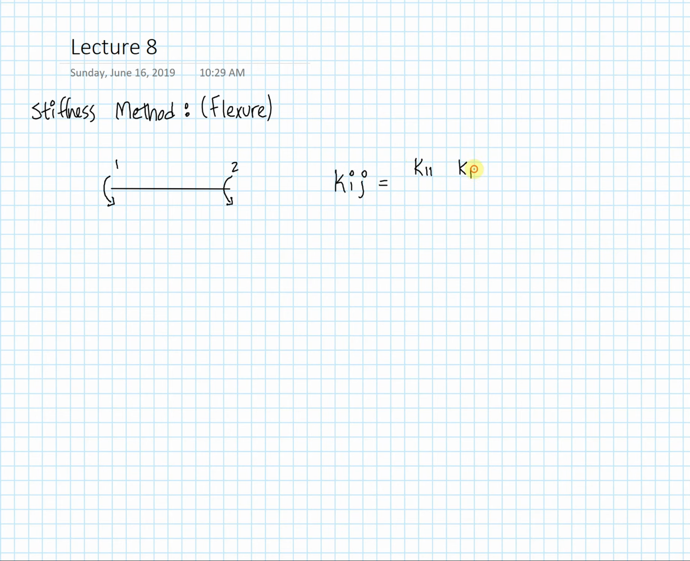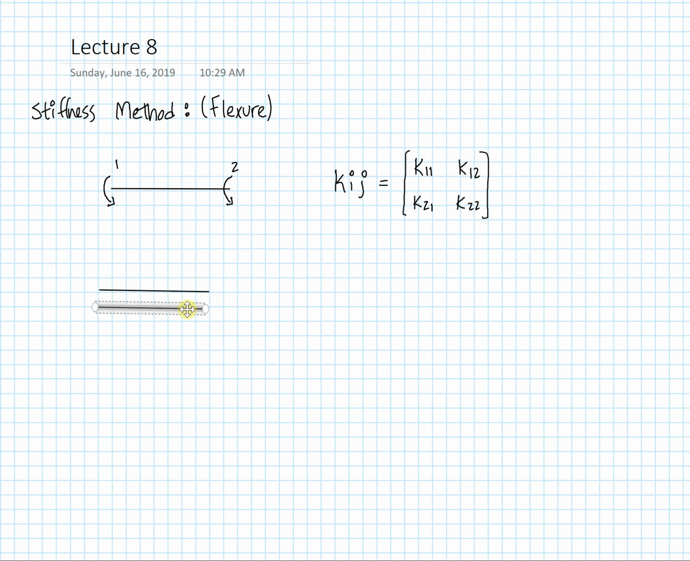K11, K12, K21, and K22. So what does this all mean? It means the moment at degree of freedom i, due to a unit rotation at degree of freedom j, while there are 0 rotations at all the other degrees of freedom. That's what that means. So let's formulate this problem by looking at a simply supported beam.